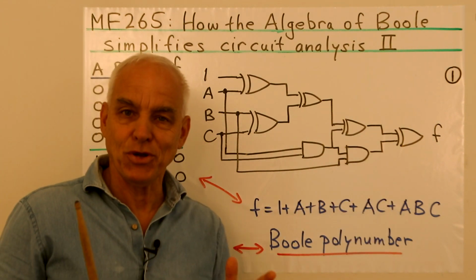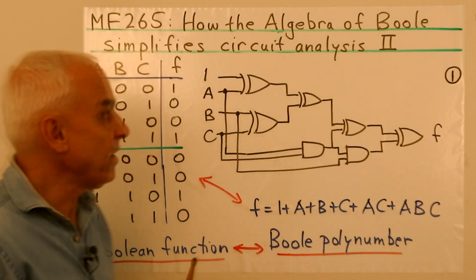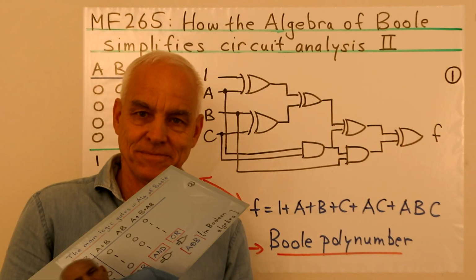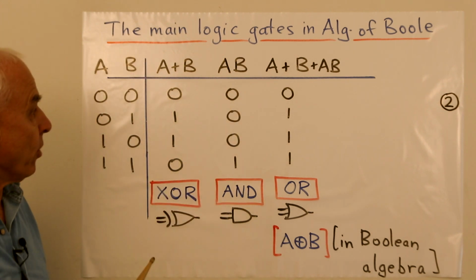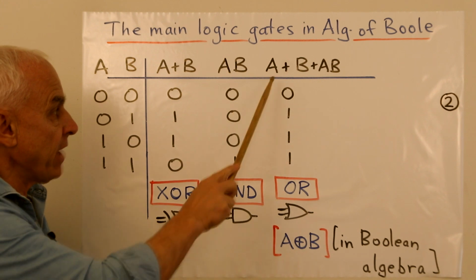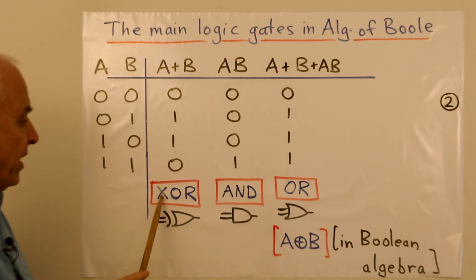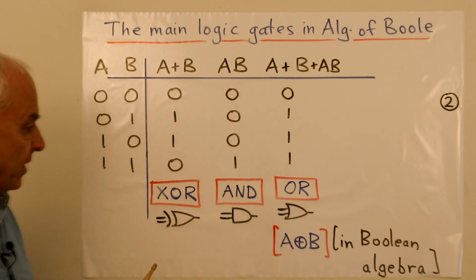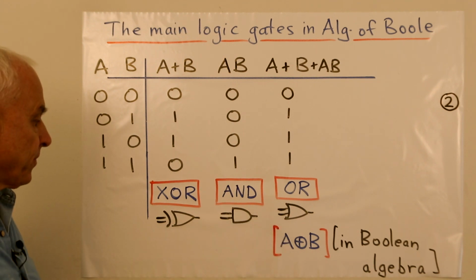So today we want to look at some practical problems involving circuit analysis where we exploit the Algebra of Boole to do our computations. So here are the three main logic gates in the Algebra of Boole: the addition, the multiplication, and the OR operation, corresponding to the XOR gate, the AND gate, and the OR gate. And here are the standard symbols for those used in electrical engineering.